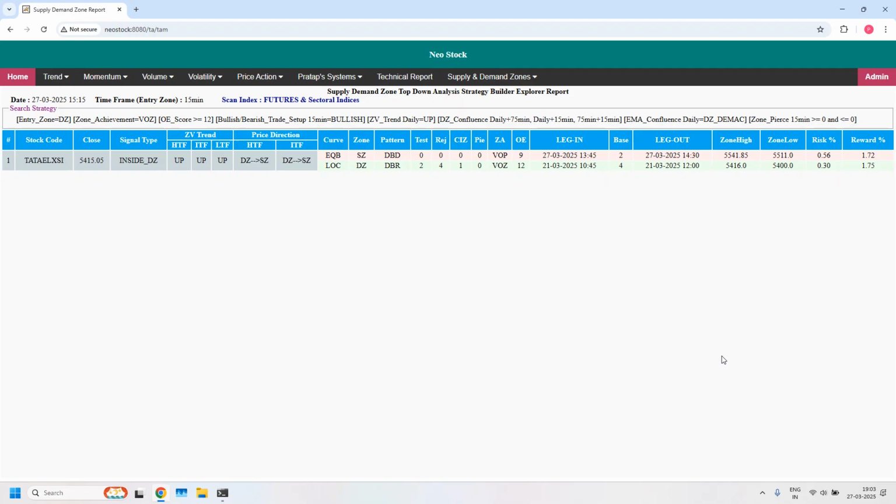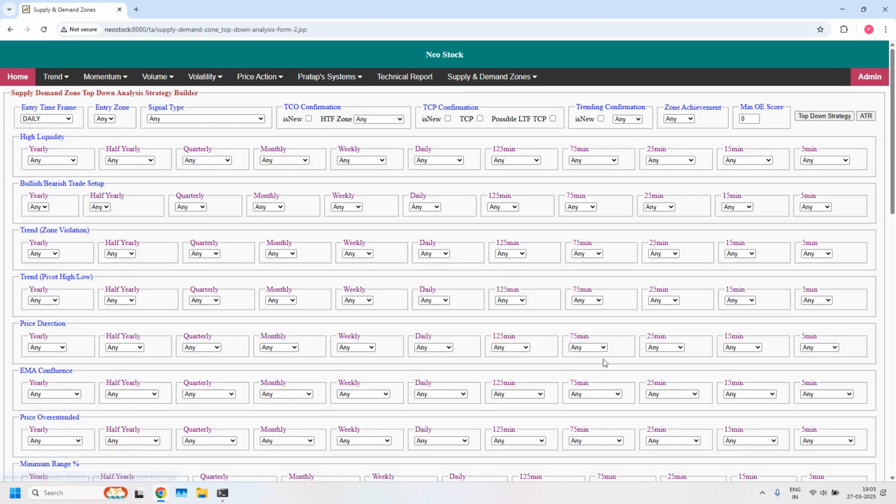Bullish trade setup for daily income trade. Next, we will look into bearish trade setup for daily income trade. Entry time frame 15 minutes. Entry zone, supply zone. Bullish or bearish at 15 minutes. I am selecting bearish. Zone achievement violated opposing zone.